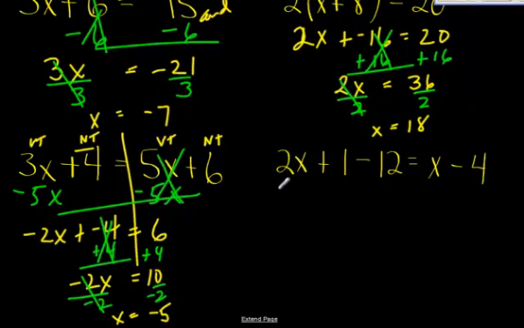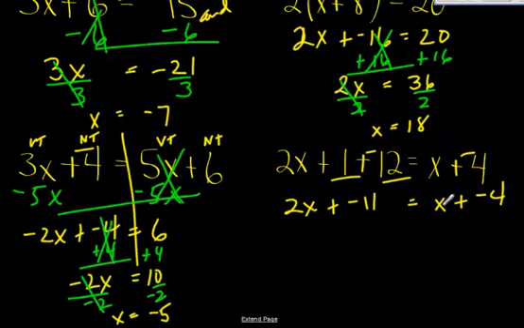Okay, over here, I have subtraction, so let's do same change opposite. Okay, I do have combining like terms, so I have to combine those, so I have 2x plus negative 11 equals x plus negative 4. All right, I need to bring this x over to here, so I'm going to do the opposite of positive x, which is negative x.